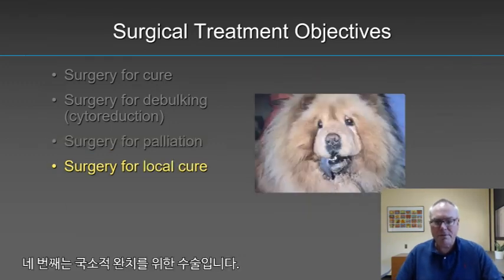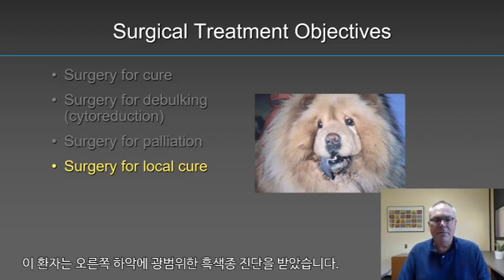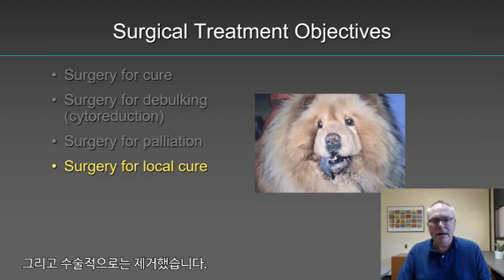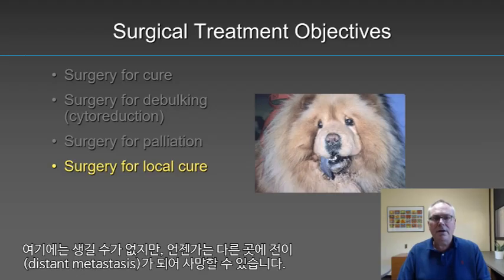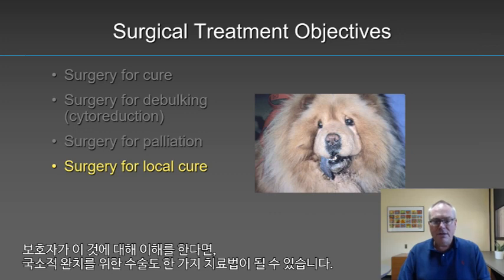The fourth possible surgical objective is surgery for local cure. In this particular example, this animal had an extensive melanoma of the right mandible. By removing the mandible, there is a good chance that the tumor won't recur at that site, but the animal will probably die of distant metastasis. That is what is known as surgery for local cure. Again, if one is clear about that to the client, that may be an objective that is acceptable to the client.